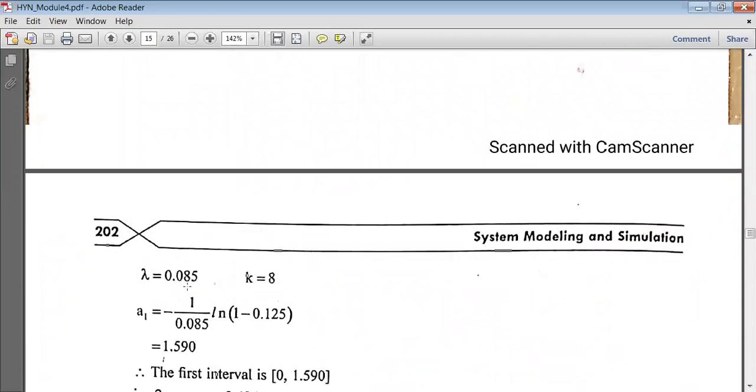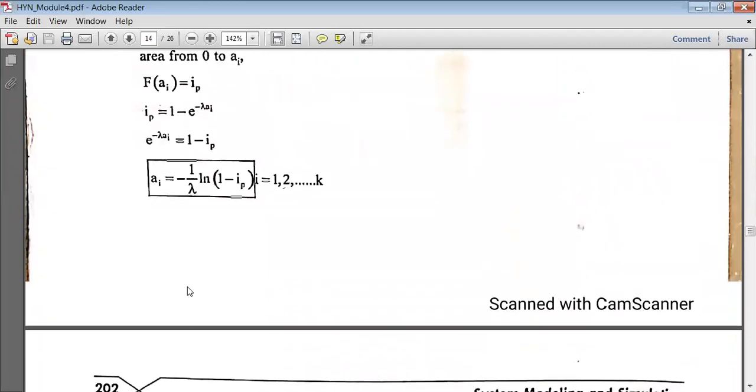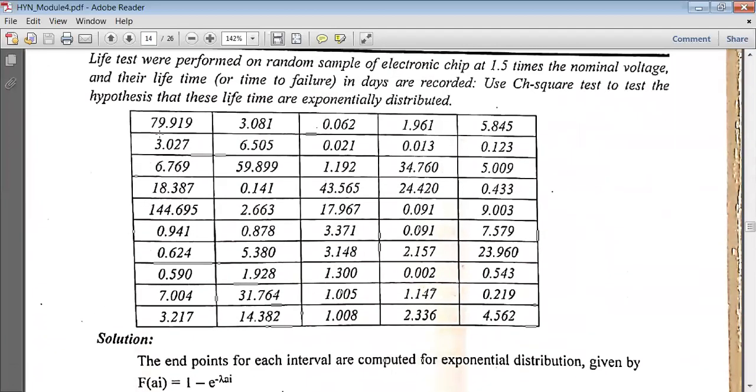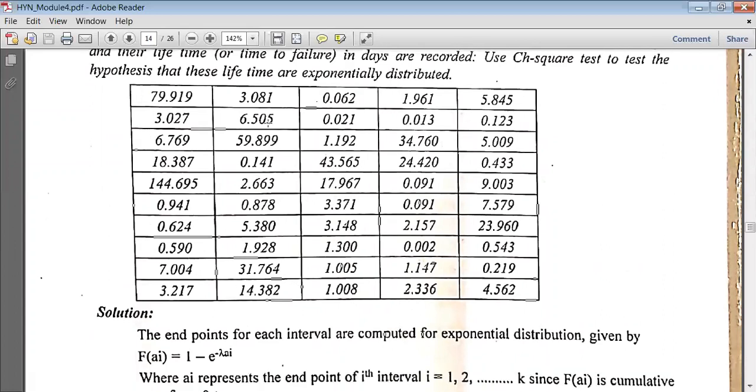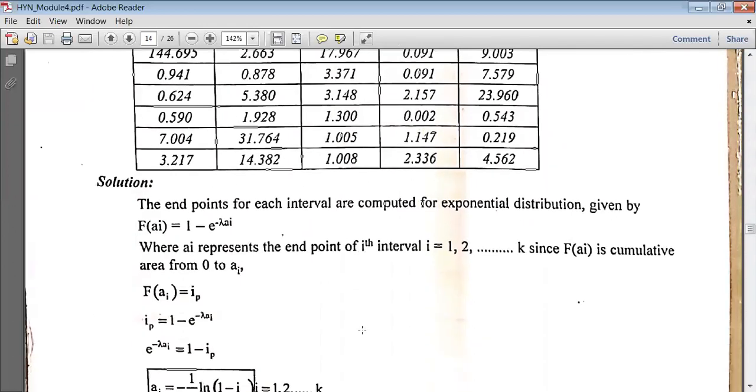X bar is equal to sigma fx by n, right? Since here we don't have f, what we will do is x bar is equal to sigma x divided by n. That means add all the values divided by the number of values. The number of values here is 50, so x bar is equal to sigma x by n. Add all the values divided by 50, and you will get some value.